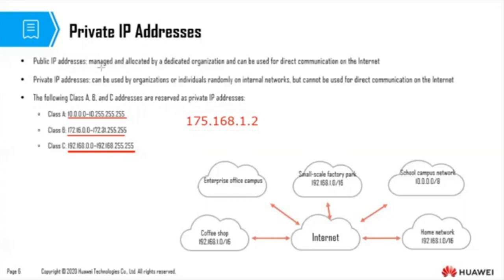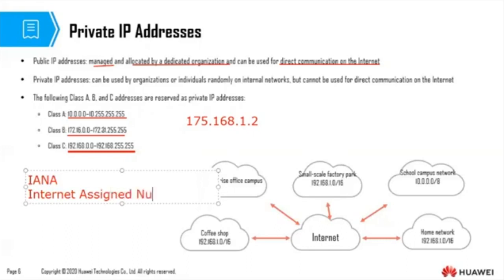Public IP addresses are managed and allocated by dedicated organizations and can be used for direct communication on the internet. IANA, the Internet Assigned Numbers Authority, if I'm not wrong, is the one that is used to manage public IP addresses.